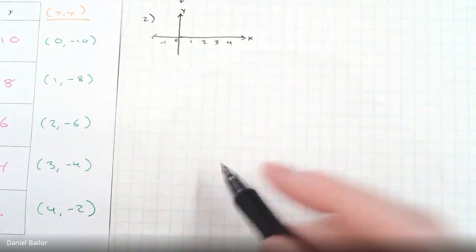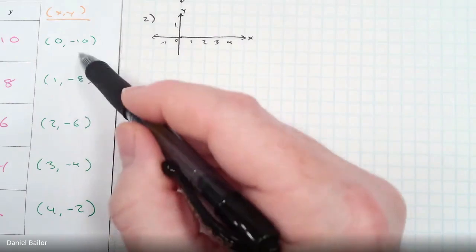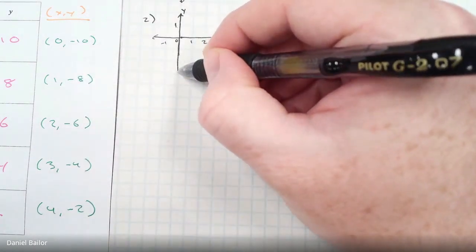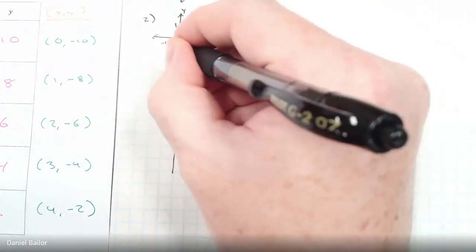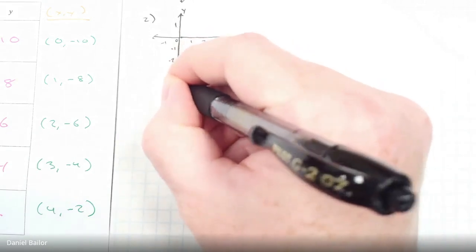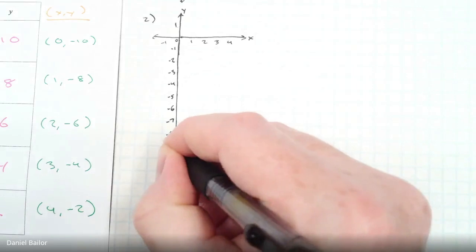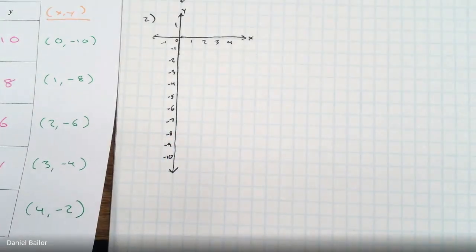Now I need to plan my y's. This is a positive 1 on a y, but I need to go all the way to negative 10. So I go negative 1, negative 2, negative 3, negative 4, negative 5, negative 6, negative 7, negative 8, negative 9, negative 10, and I left a little bit of room for an arrow because we know it keeps going. Now, if you picked different x's, your graph will look a little bit different than this. This is just using what I picked.